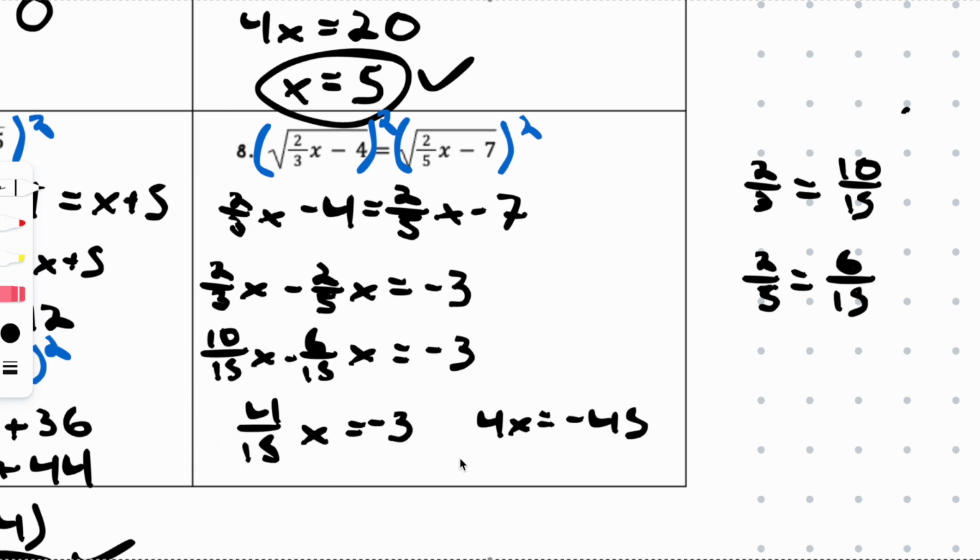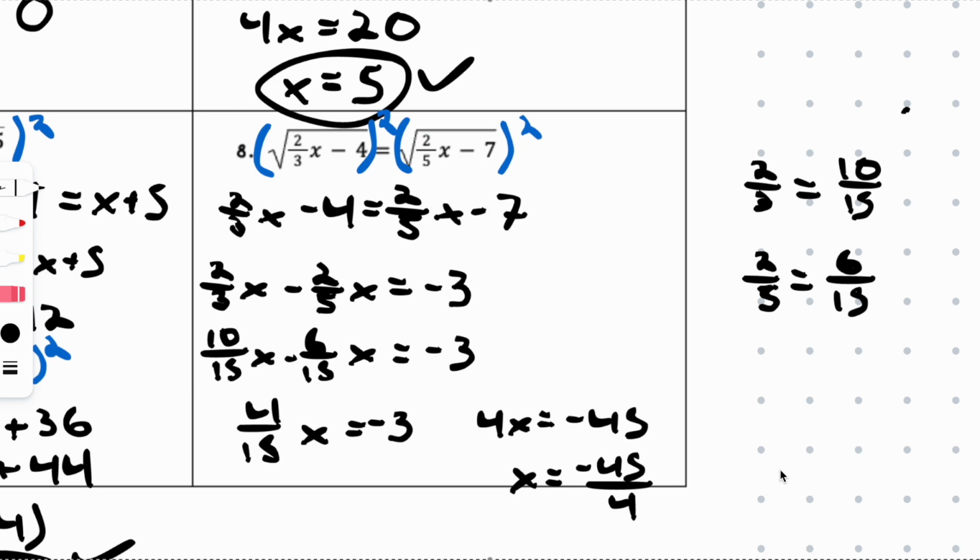Now we divide by 4, and we end up getting x equals negative 45 divided by 4. Now let's just plug this back into the original equation. So 2/3 times negative 45 over 4, that's going to be, if we just do some mental math, you probably shouldn't write this down. I might make a silly mistake. We end up getting 15 over 2.